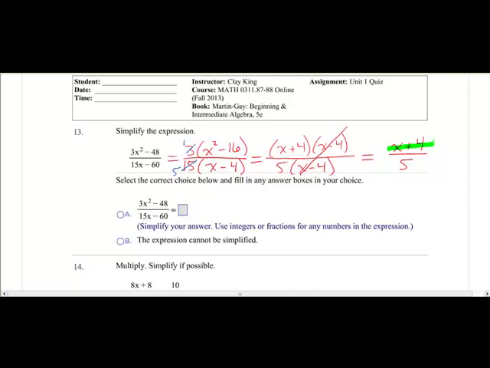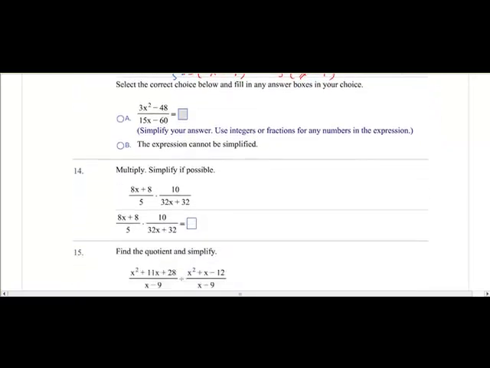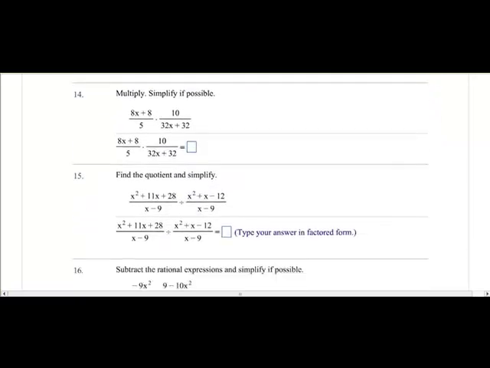So if that was you, hopefully you can figure out what went wrong and why your denominator disappeared when it shouldn't have. All right, 14. It says multiply and simplify if possible. Well, before you multiply, you should factor, because here I can factor out an 8, and that leaves me with x plus 1. On the bottom, I've got a 5.